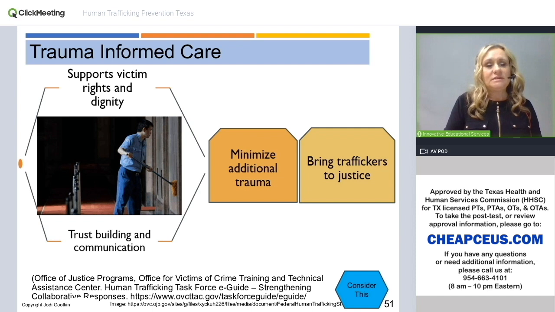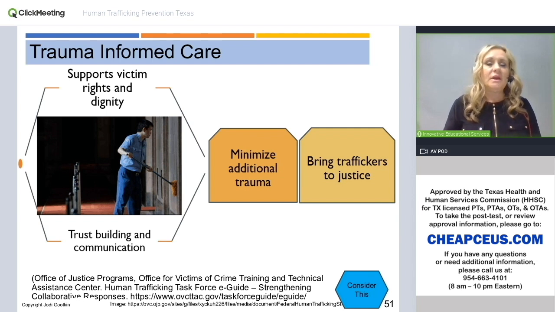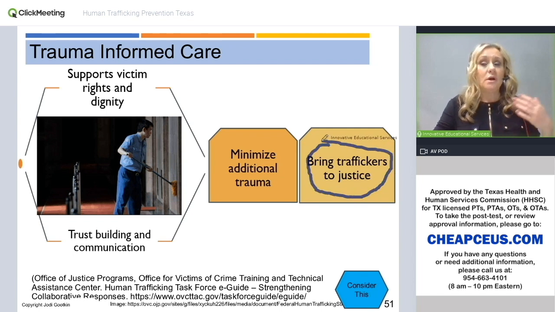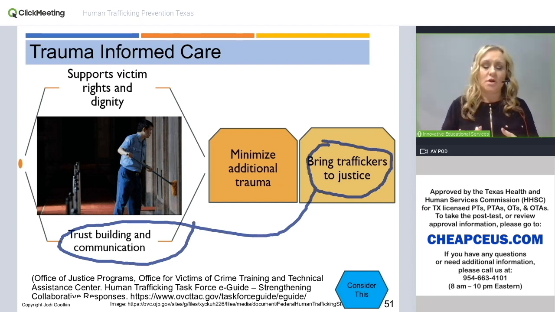When we interact in this way, it bears in mind what the individual has gone through, the physical, the emotional, the psychological stress and torture that they have sustained. It's a delicate balance between bringing traffickers to justice, which is important on the whole, so that human trafficking is combated. But that needs to be balanced with building trust for the individual that we are working with.